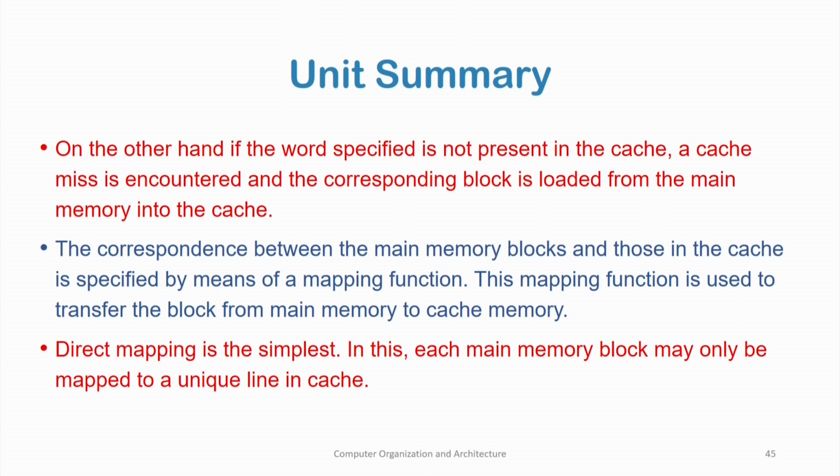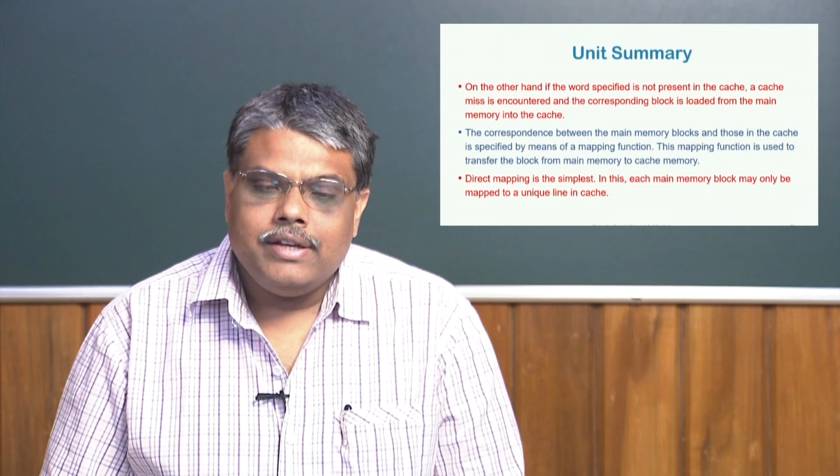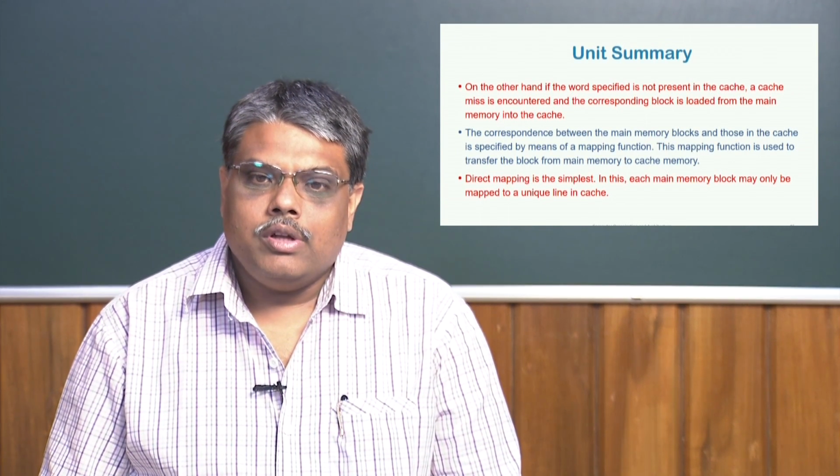Direct mapping is the simplest. In this, each memory block can only be mapped to a unique line in the cache. There are other, more complex forms of mapping, such as fully associative mapping and set associative mapping, which we will study later. With this, we end unit 1 of the module memory system.